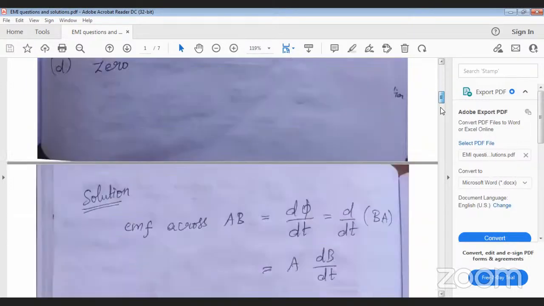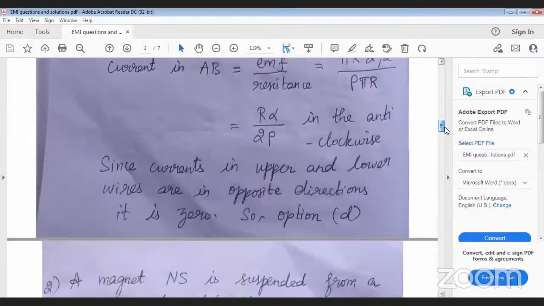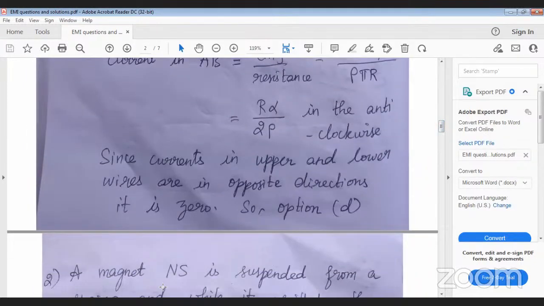Do you understand the solution for this problem? Anyone have any difficulty in understanding this? No, sir. Yes, students. Anyone else? If you have any doubt, please don't hesitate. You can unmute yourself and ask your doubts.